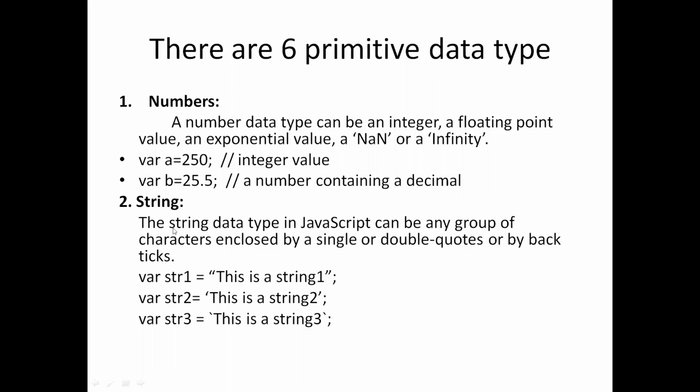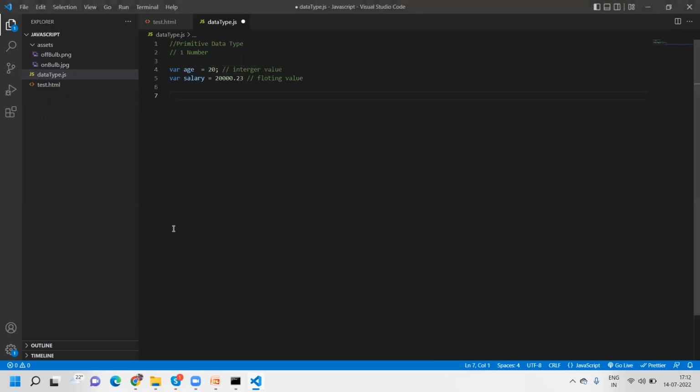The second is the string data type. The string data type in JavaScript can be any group of characters enclosed by single quotes, double quotes, or backticks. So how can you define a string type of variable? For example, var name equal to, inside double quotes, my name is Amit. This is a group of characters, that is one string.